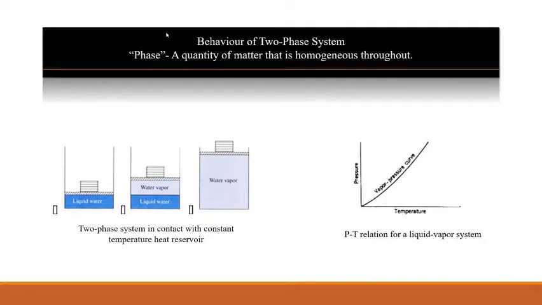Yeah. So, firstly, we are going to talk about behavior of two-phase system. So before going into that, we need to know what is phase. Phase is a quantity of matter that is homogeneous throughout. So the diagram over here shows us the two-phase system in contact with constant temperature heat reservoir. And the graph over here is PT relation for liquid and vapor system. So next.